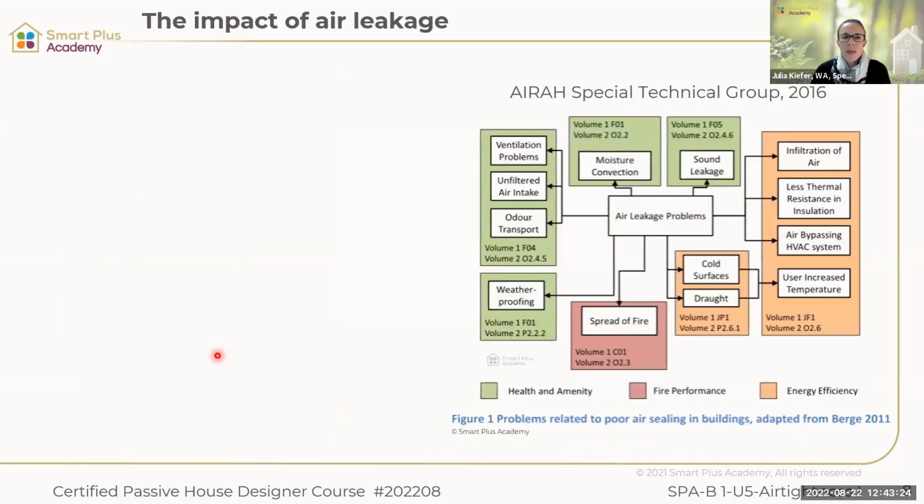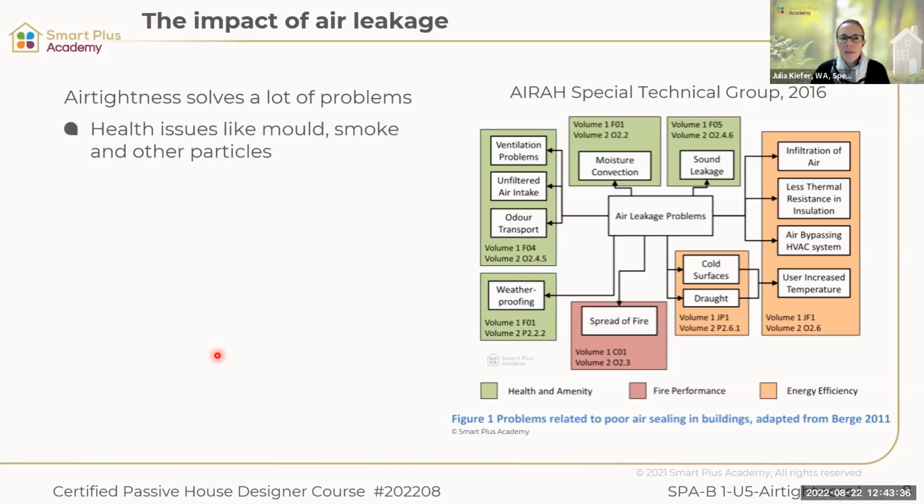Good. So what are the impacts of air leakage? Why is it so bad to have air leaking out of your building or into your building? Airtightness can solve a lot of problems. So we can have health issues like mold, smoke, and other particles. Obviously, if you have a leaking building, anything that's outside can come to the inside.